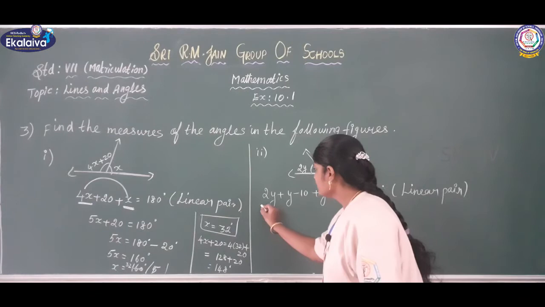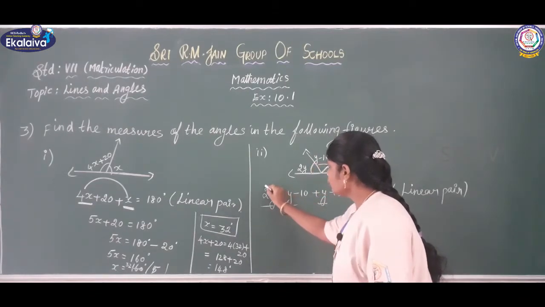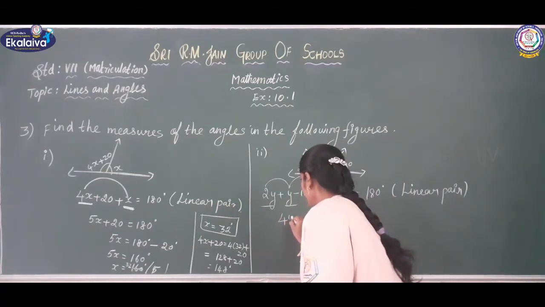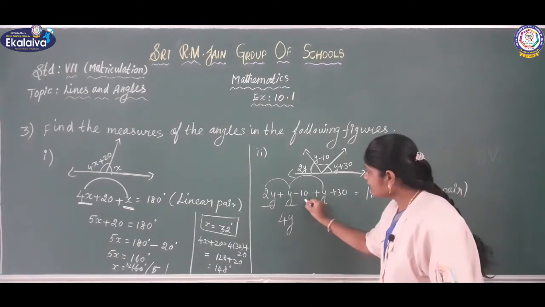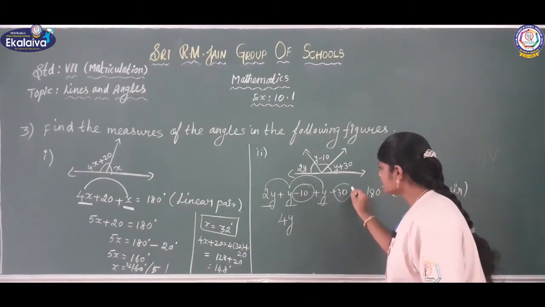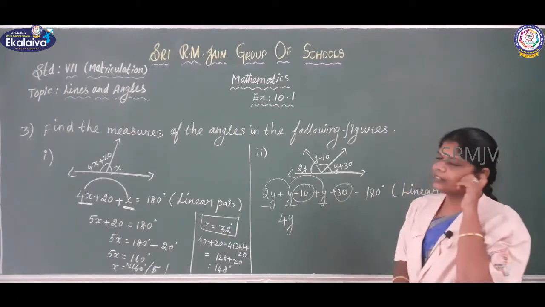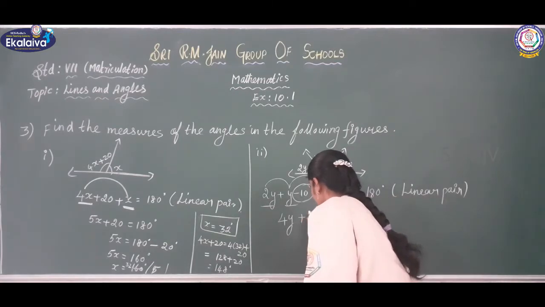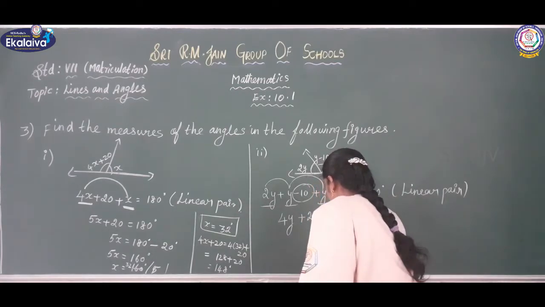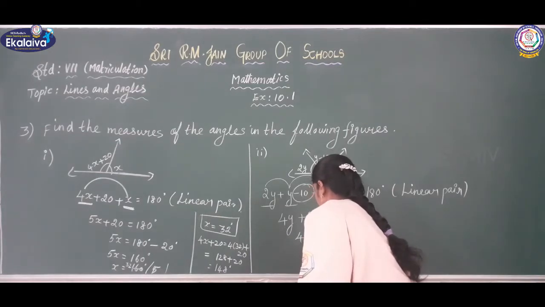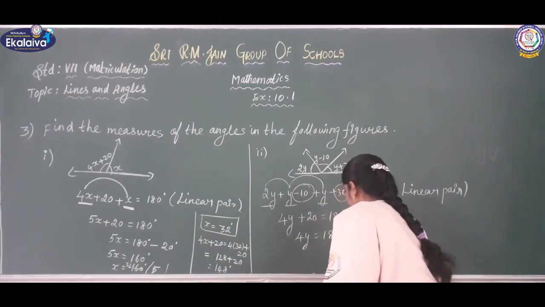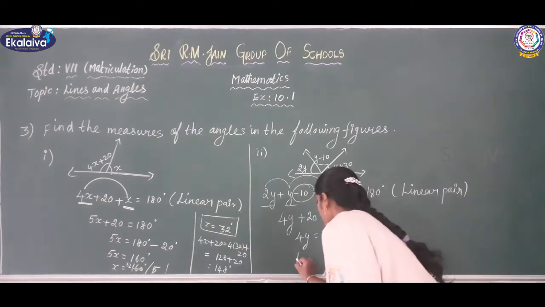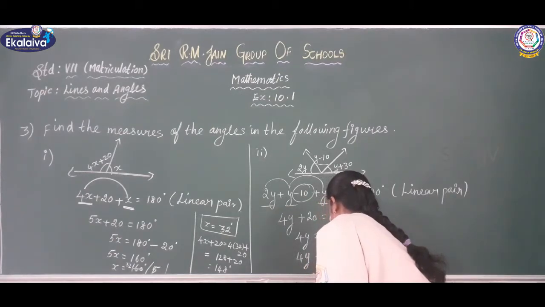Now add this 2y, y. So 2y plus y is 3y, 3y plus y is 4y. Next, minus 10 plus 30. The signs are different, so we need to subtract. 30 minus 10, what will you get? 20. Plus 20 equals 180 degrees. So 4y equals 180 minus 20, because addition changes to subtraction on the other side. So 4y equals 160 degrees.